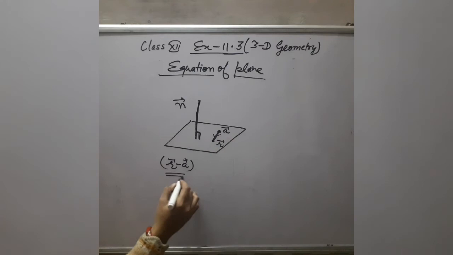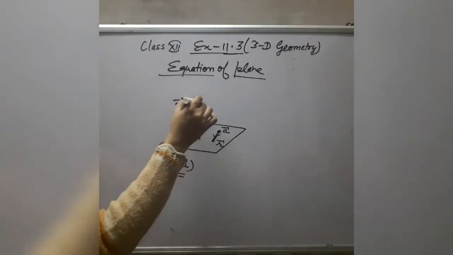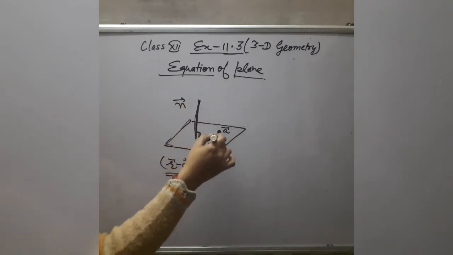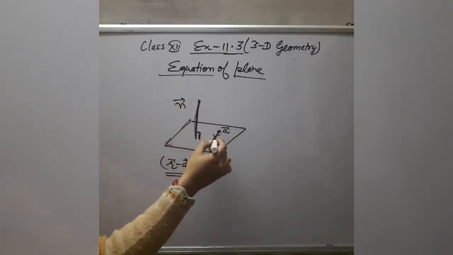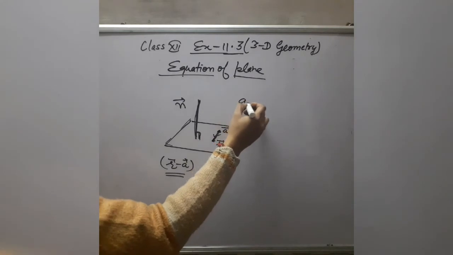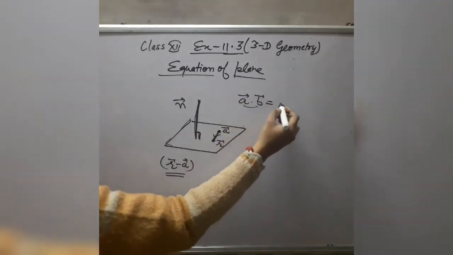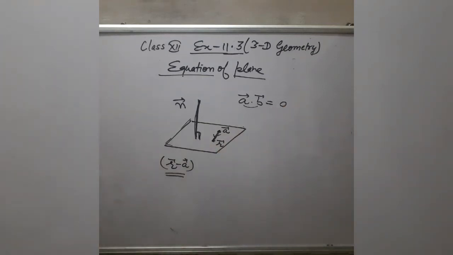And if this normal vector is perpendicular to this plane, then this normal vector is perpendicular to this line also. Clear? And all of you know that in the case of perpendicular vectors, if A vector is perpendicular to B, in that case the dot product will be 0.